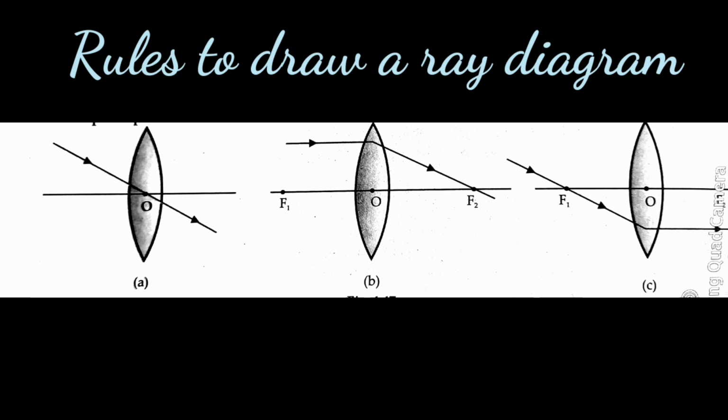To discuss the formation of image by a lens, let us discuss the rules needed to draw the ray diagram. Rule 1. When a light ray is incident on the optical center of a convex lens, then it passes through the lens undeviated. Rule 2. When a ray of light falls on a lens parallel to the principal axis, then it passes through the focus of the lens after refraction. Rule 3. When a ray of light is incident on the lens through its focus, then the ray becomes parallel to the principal axis after refraction through the lens.